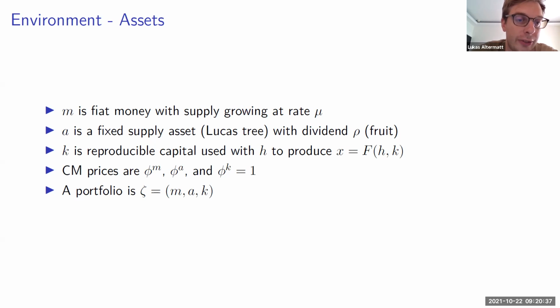We denote the CM prices of these assets as phi M for the price of money in terms of real consumption goods, in terms of X, and phi A denotes the price of the Lucas tree, and phi K denotes the price of capital, but because it can be turned into the consumption good 1-for-1, the price is always going to be 1. And the portfolio is just zeta and contains M, A, and K, so the holdings of money, assets, and capital of an agent.